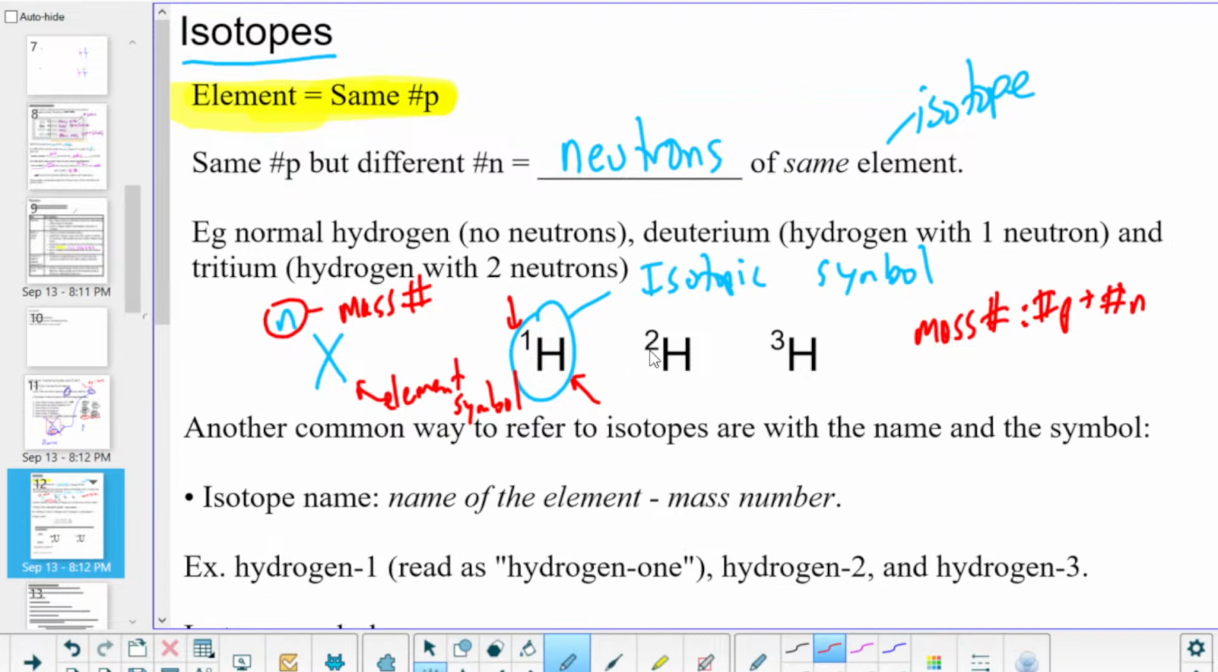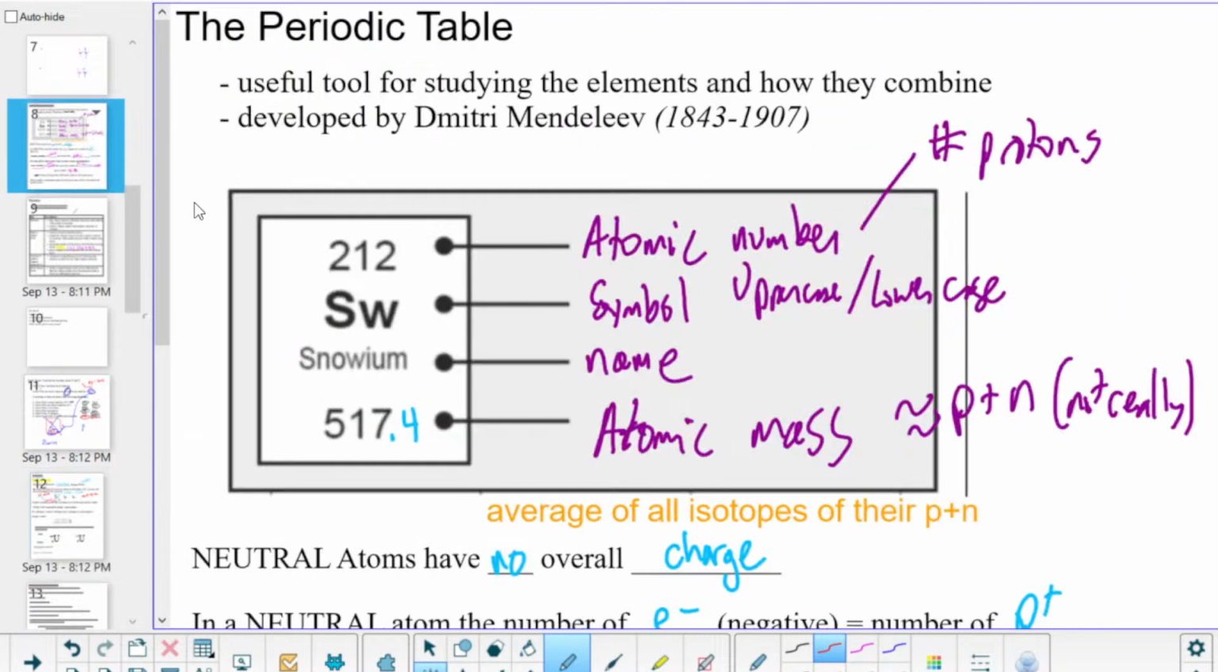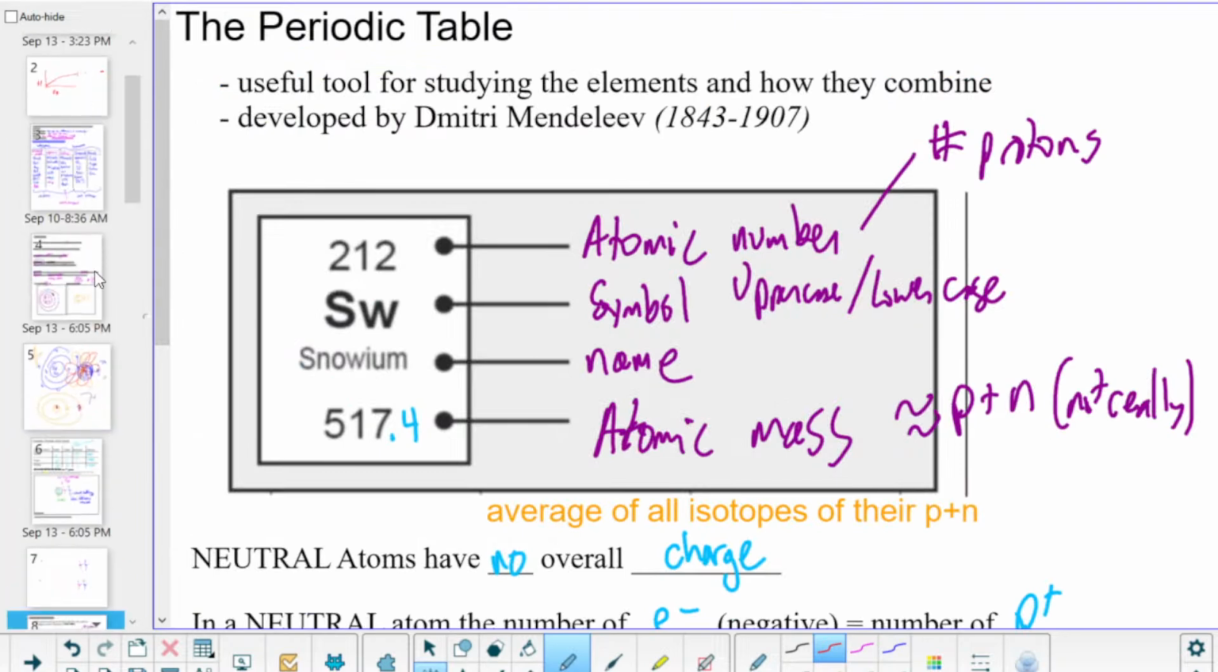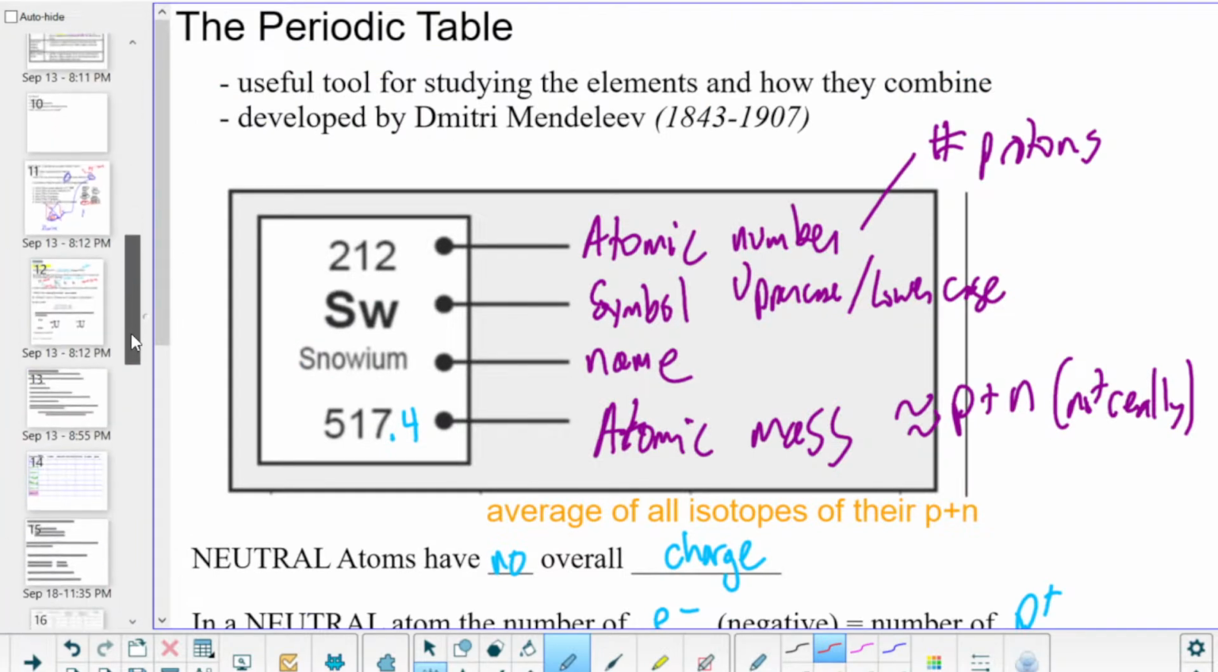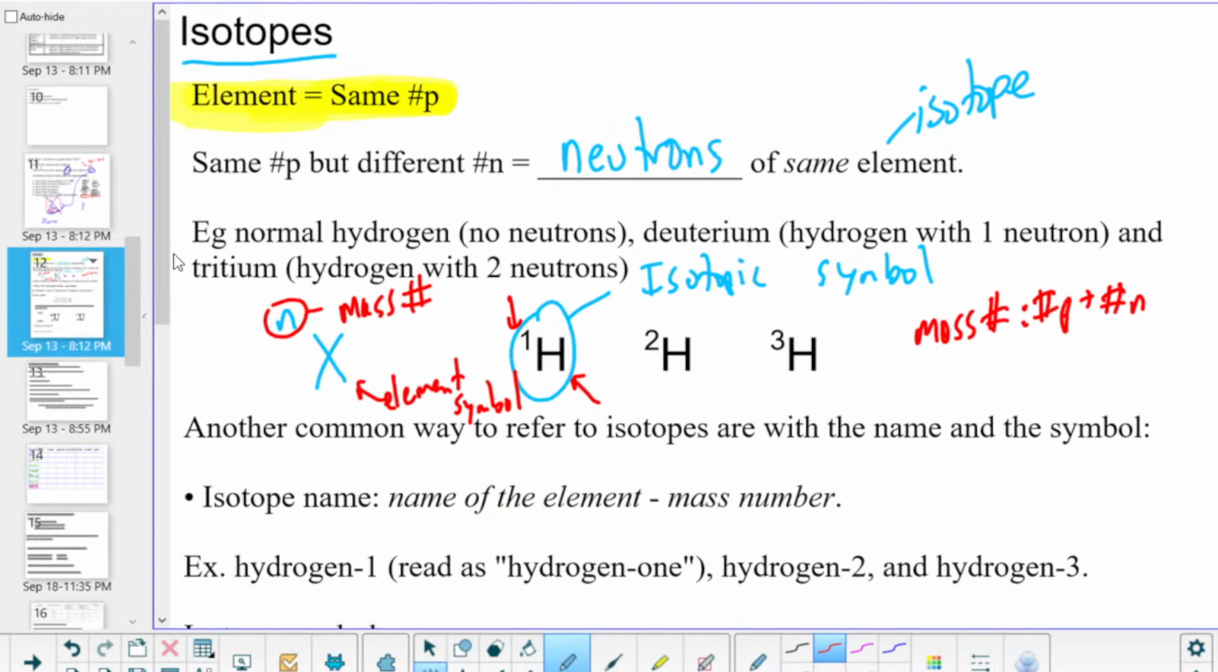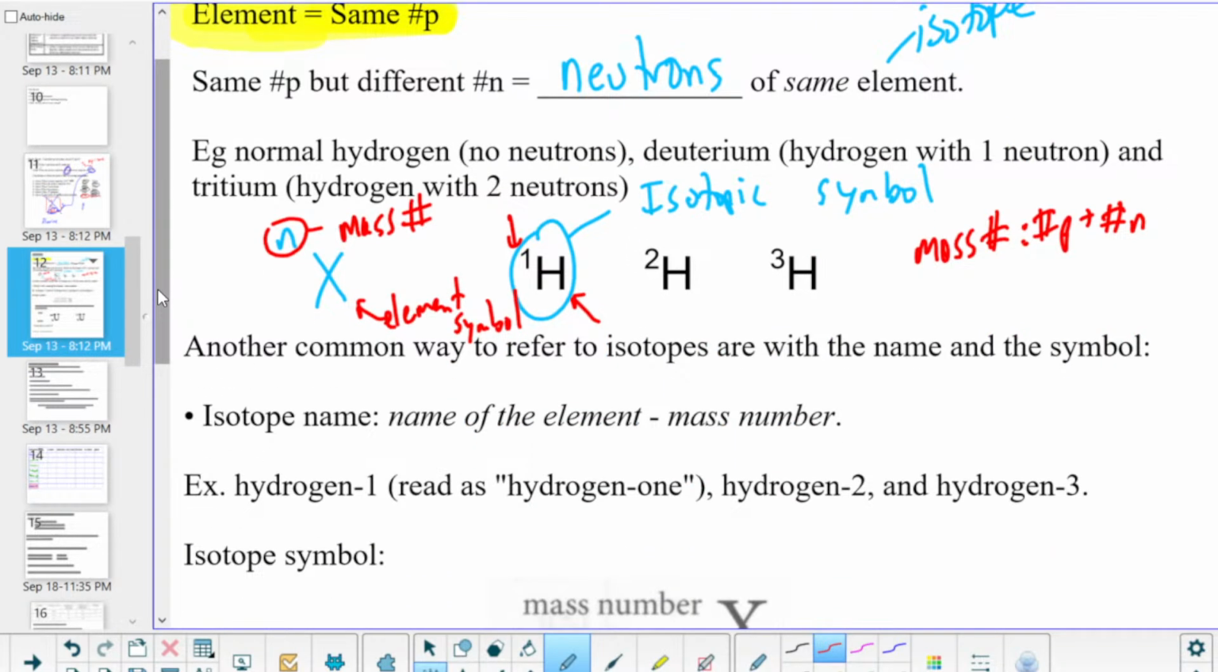1 what? 1. No, we did this last day. I forgot what it's called. All the way back. Atomic mass. Atomic mass unit. There you go. So, how many neutrons does hydrogen 2 have? As a group, everybody. How many neutrons does hydrogen 2 have? 1. And hydrogen 3? 2.